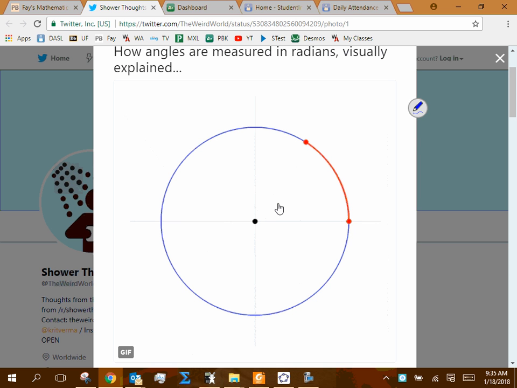Now when I do that, we can go from 0, 0 to this other endpoint. We're going to draw a line to that, and now we create an angle. That measurement is equal to 1 radian. Does that make sense?